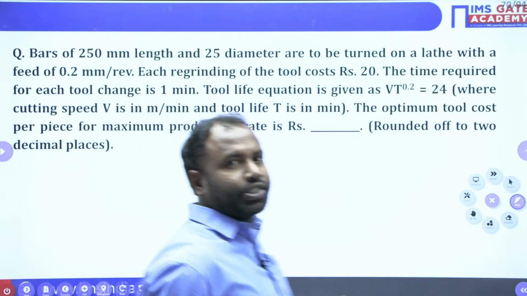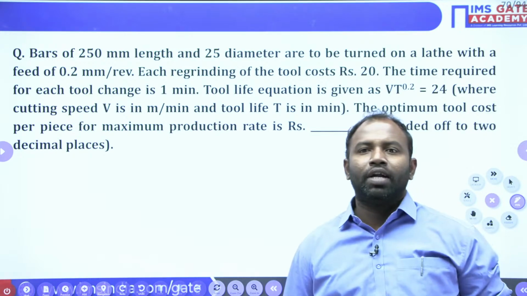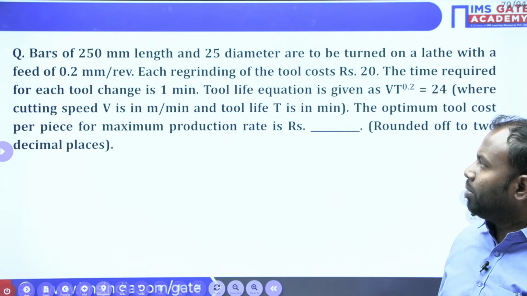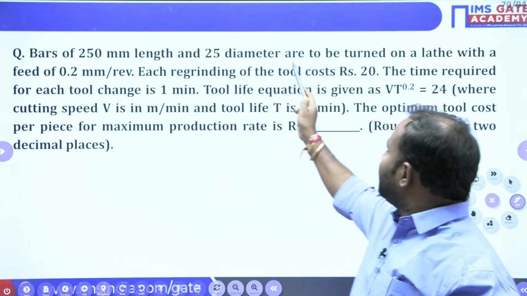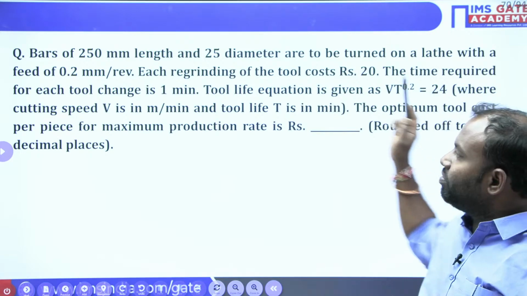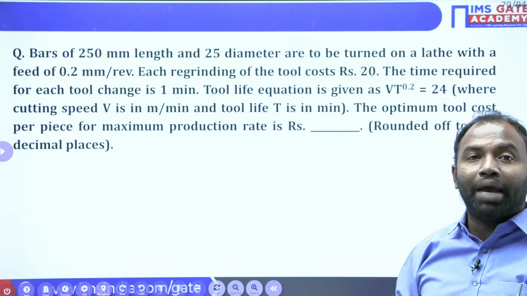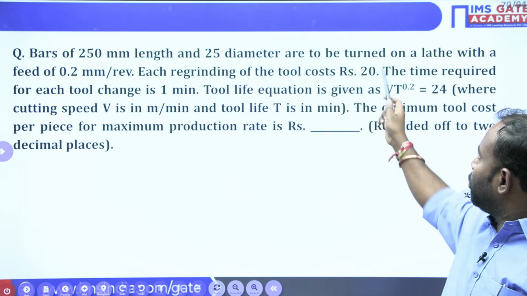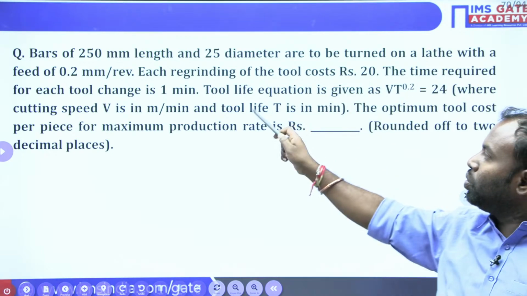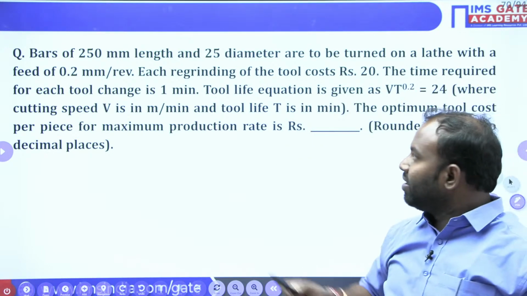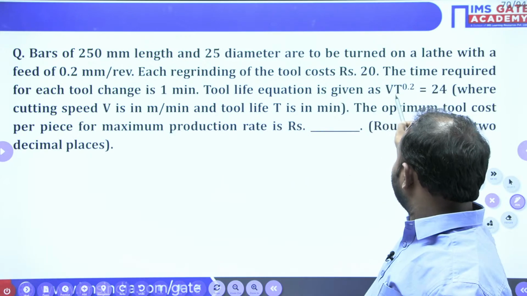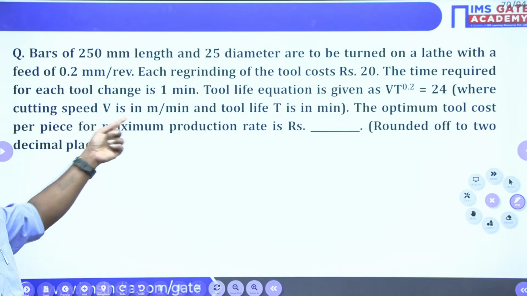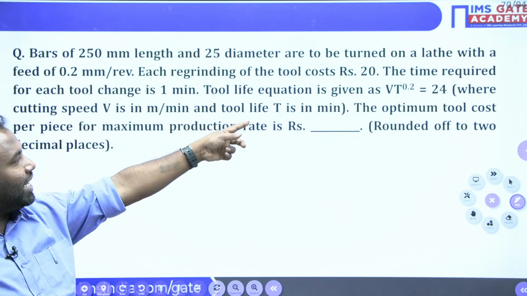Welcome back, guys. Let's have a look at this question. A bar of 250 mm length and 25 mm diameter is to be turned on a lathe with a feed rate of 0.2 mm per revolution. Each regrinding of the tool costs 20 rupees and the time required for a tool change is 1 minute. The tool life equation is given by V t power n equal to 0.2 equal to 24, where V is the cutting speed in meters per minute and tool life T is in minutes.